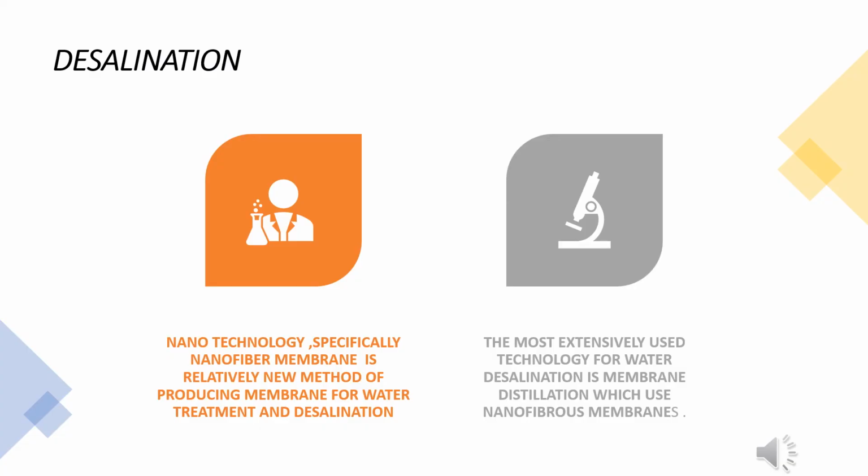Desalination. Desalination is the removal of excess salt or other minerals from water to obtain fresh water that is good for consumption or irrigation. Nanotechnology, specifically nanofiber membrane, is a relatively new method of producing membrane for water treatment and desalination. Membrane techniques are used in different ways such as reverse osmosis, forward osmosis, membrane distillation, and nanofiltration.